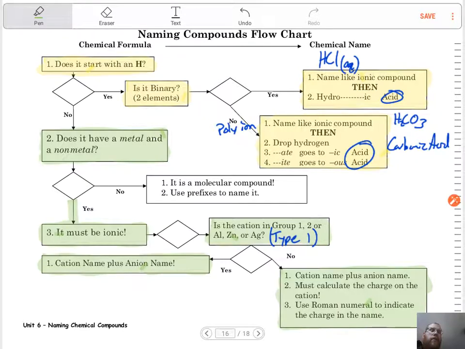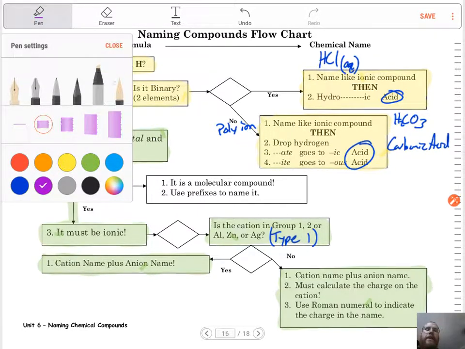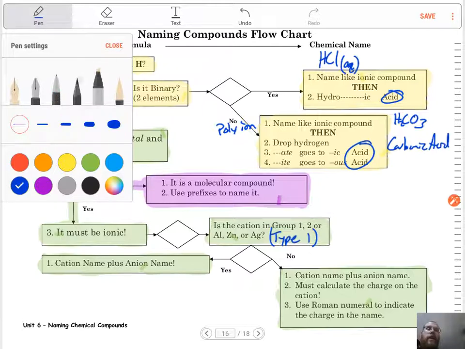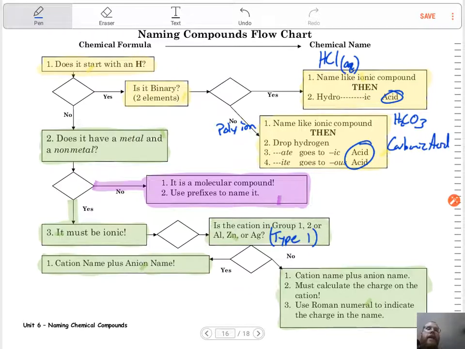So going back to that second question, does it have a metal and a nonmetal, where you're distinguishing is it ionic or covalent? If it's no, you're going to use your covalent rules, where you're going to name it like a molecular compound using your prefixes. These are the questions you've got to ask yourself. You've got to distinguish, is it an acid or not, which means does it start with an H? If it starts with an H, you know it's an acid. If not, then you've just got to identify, is it molecular or is it ionic, and go through those rules.